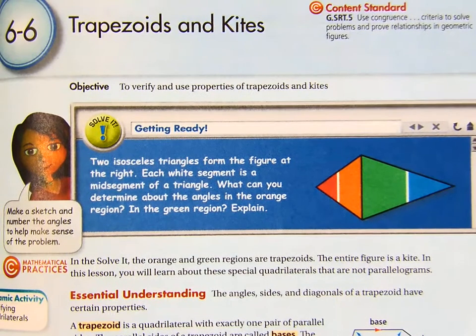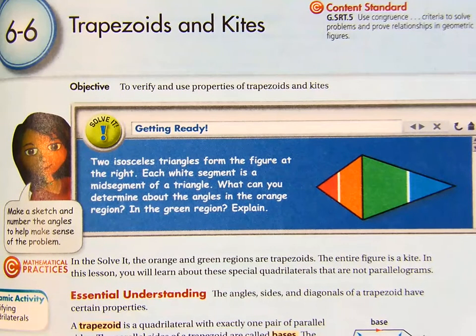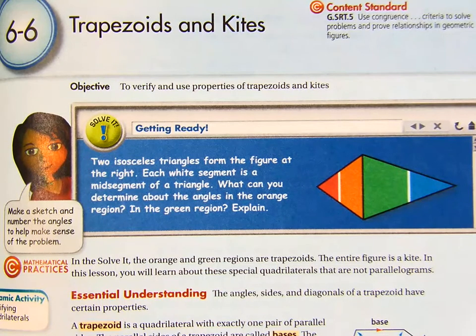Okay, I want to go over Trapezoids and Kites. This is 6-6 of our textbook, Trapezoids and Kites. It's on page 389. And a lot of the things about trapezoids and kites are pretty simple. We just finished up before the holiday. We went over quadrilaterals. These are the last two quadrilaterals.